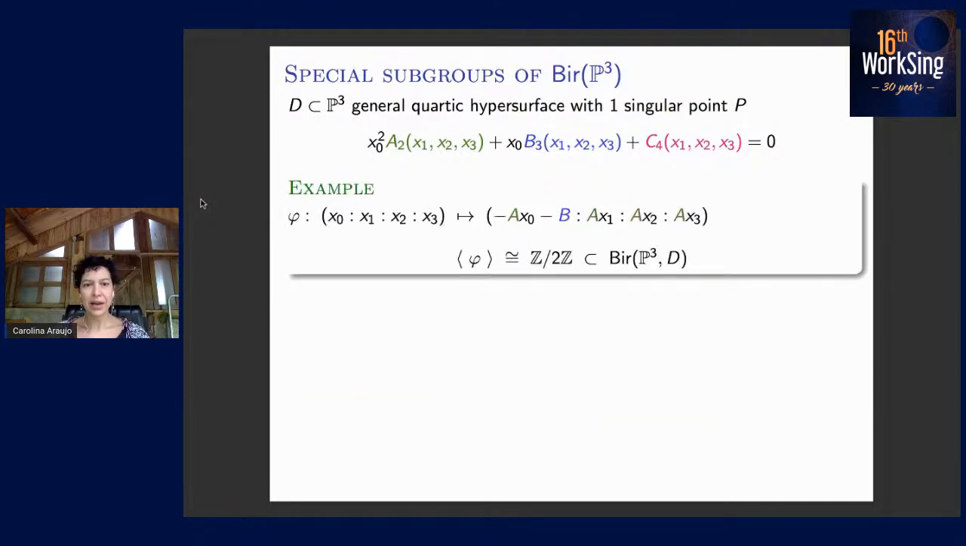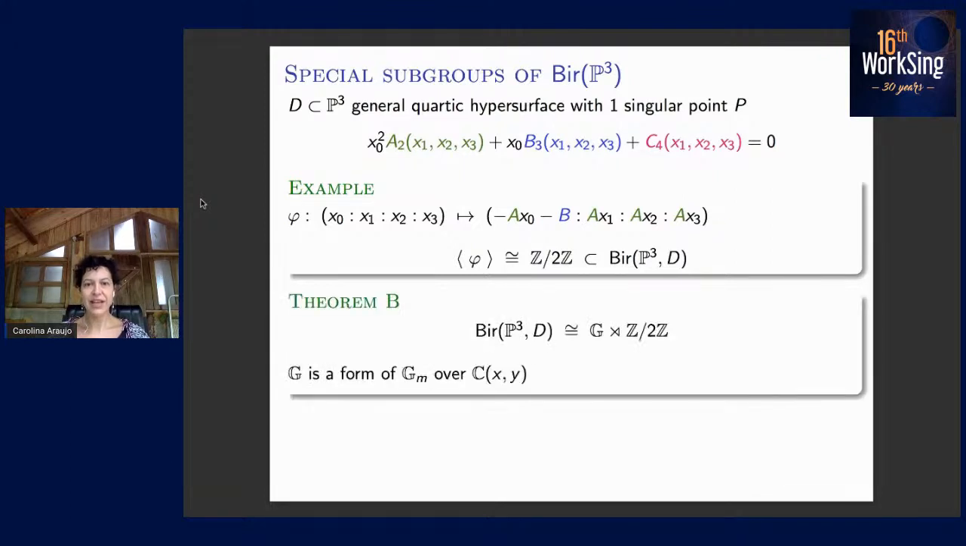And this is what I just said before. Our second theorem says that in this case, we can completely describe the structure of this group. It has the structure of a semi-direct product of this G that I'm going to describe later, and Z/2Z, and this Z/2Z is precisely the one that appears in the example. This can be taken to be this order 2 subgroup. And the G, I will explain later, is a form of G_m over the function field C(x,y), the function field of the plane.